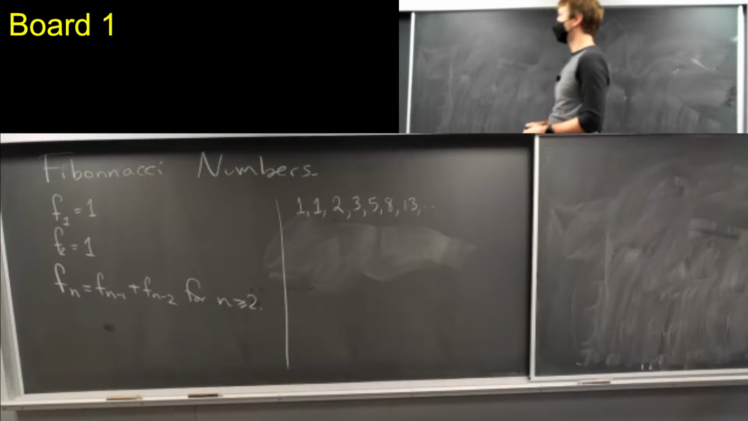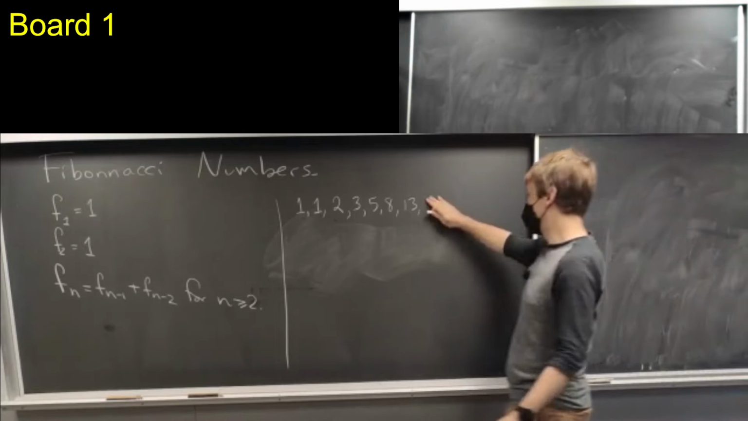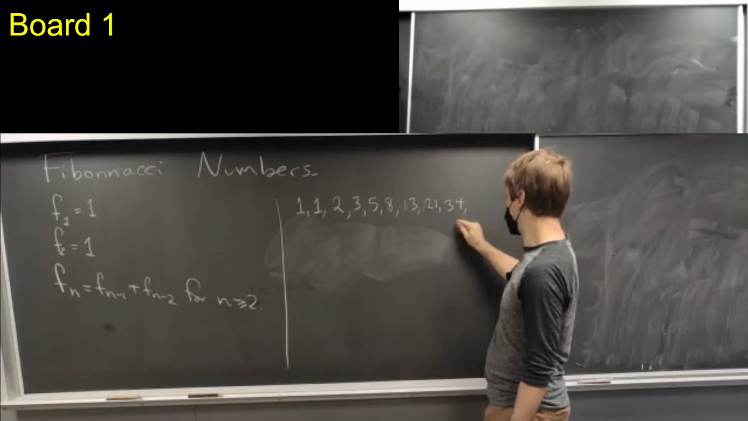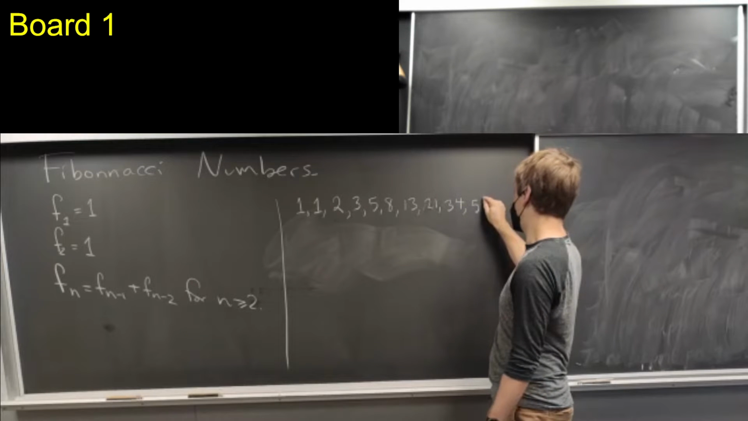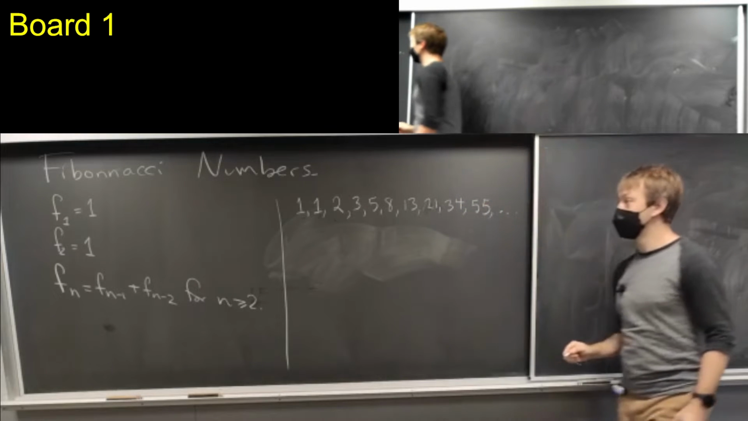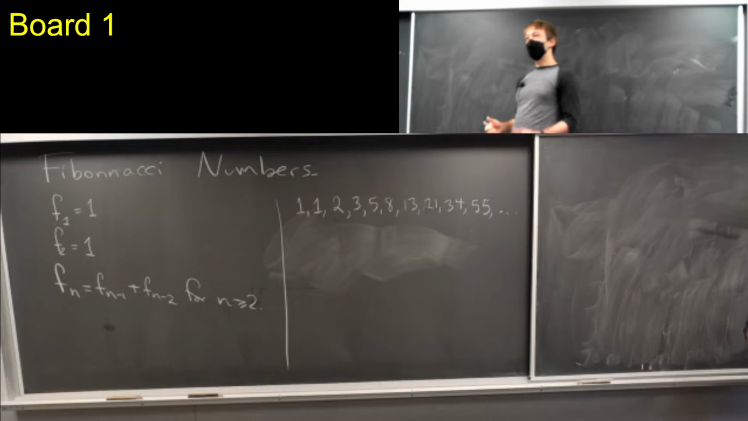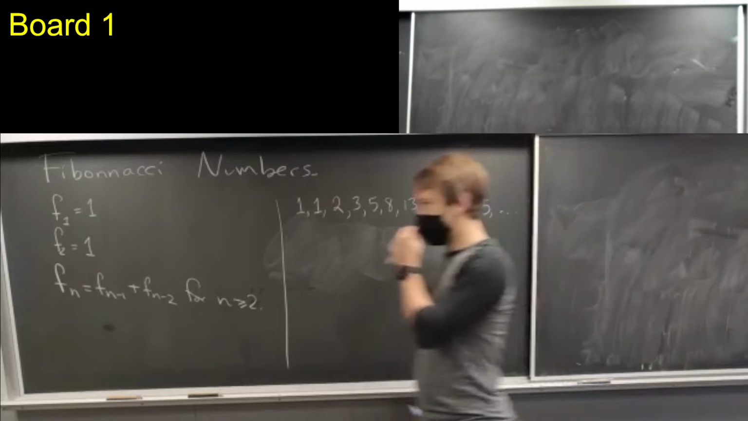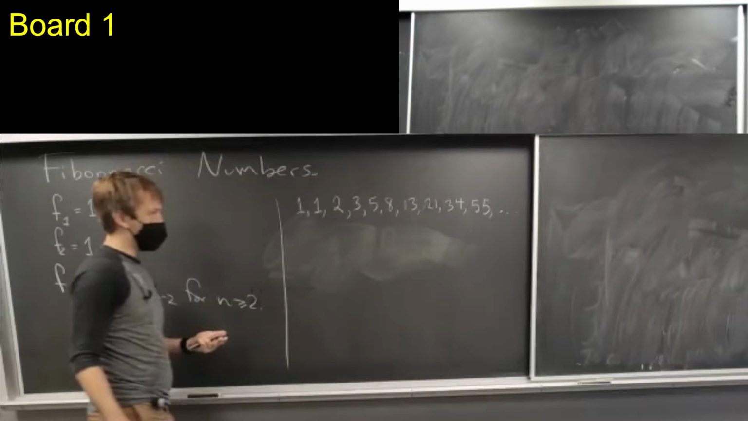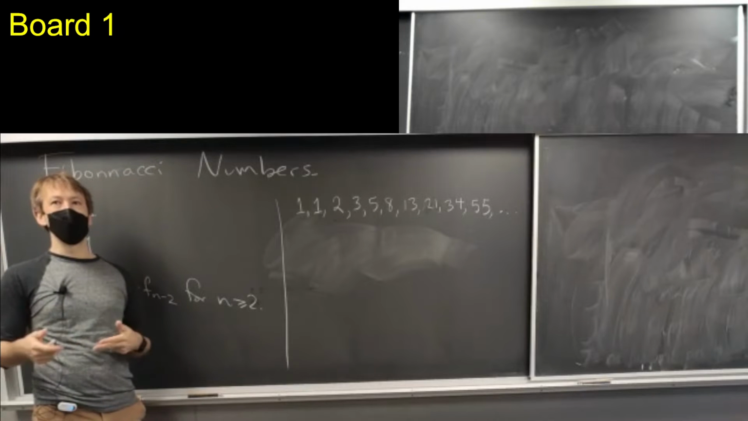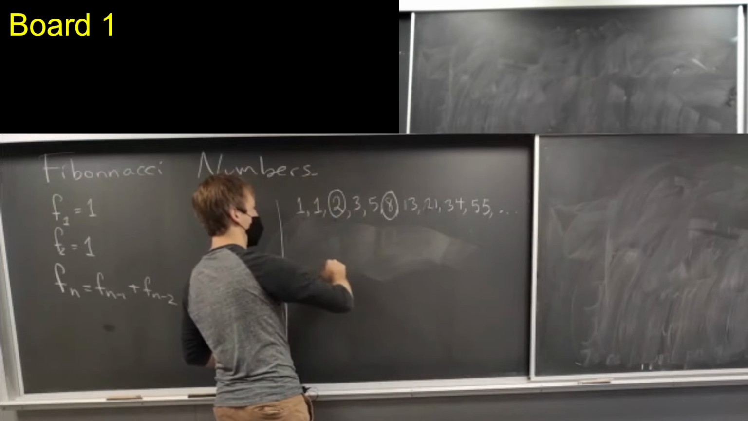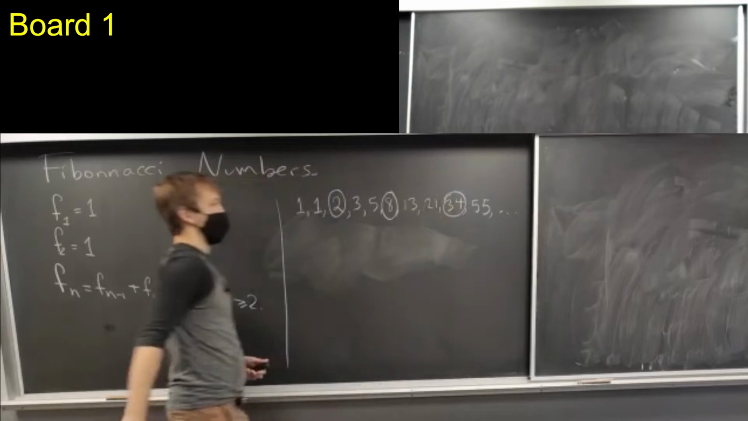Right? Let's do a few more. So you got 21, you got 34, right? 55, okay, and so on. If you look at this sequence, you might notice there's probably lots of different patterns in it. One pattern kind of emerges if you think about where are the even numbers, right? So there's an even number. There's an even number. 34 is even.